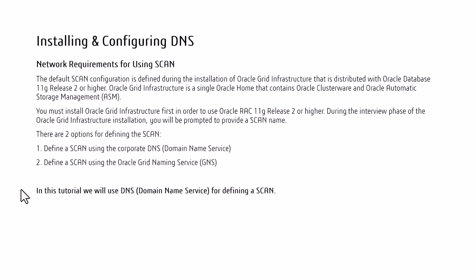Okay, the network requirements for using SCAN. The default SCAN configuration is defined during the installation of Oracle Grid Infrastructure that is distributed with Oracle Database 11g release 2 or higher. Oracle Grid Infrastructure is a single Oracle home that contains Oracle Clusterware and Oracle Automatic Storage Management, ASM. So you must install Oracle Grid Infrastructure first in order to use Oracle RAC 11g release 2 or higher. During the interview phase of the Oracle Grid Infrastructure installation, you'll be prompted to provide the SCAN name.